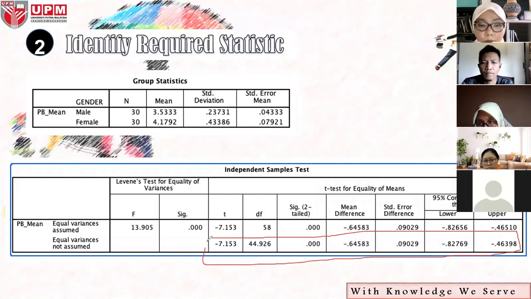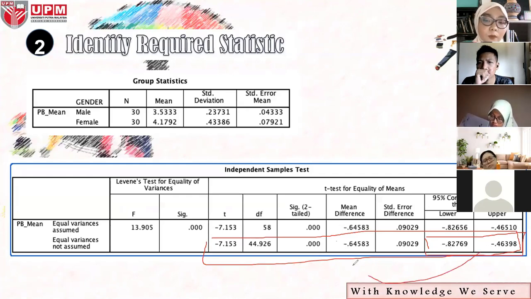Okay, so report the T equals negative 7.153, degree of freedom 44.926, significant value 0.000, mean difference, and then this one. Based on the confidence interval, zero is located outside, so the data is considered to be significantly different.